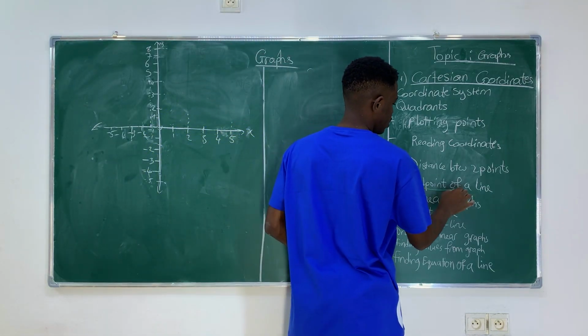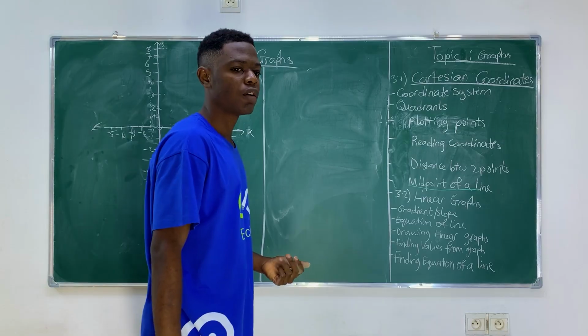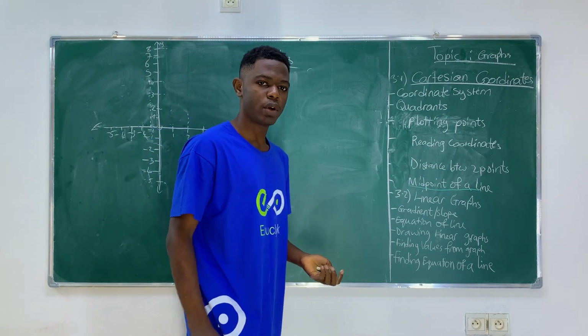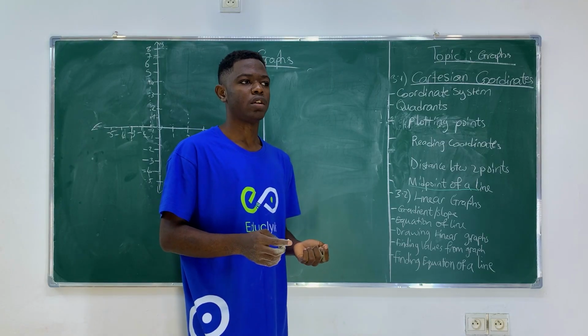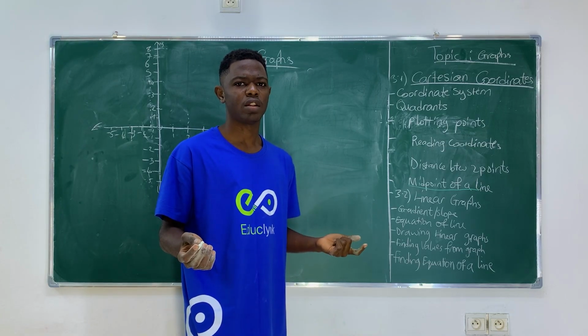So we are now on midpoints of a line. What is the formula for midpoints? The midpoint is just the average. The English is clear, isn't it?